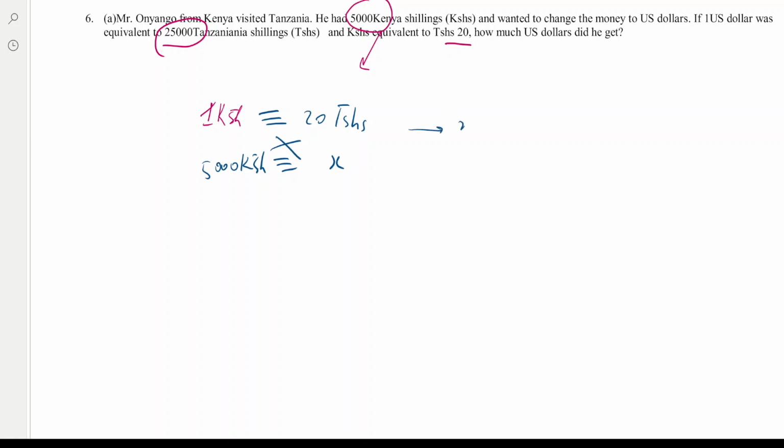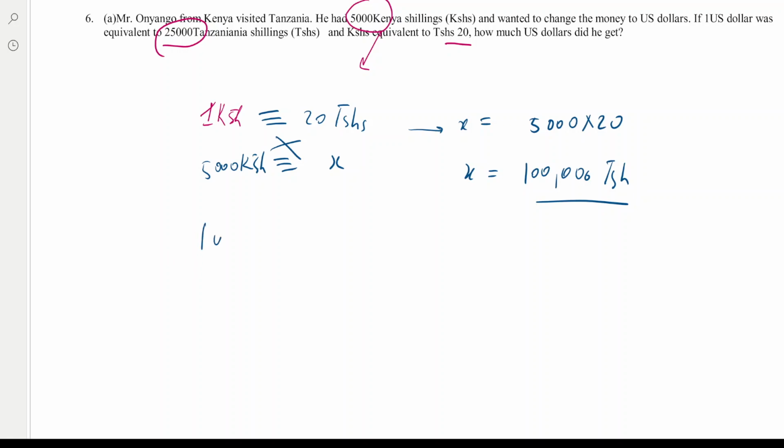So from this, we know that X will be 5,000 multiplied by 20, and when you do that, you get 100,000 Tanzanian shillings. So now we have a task to change this amount into USD.